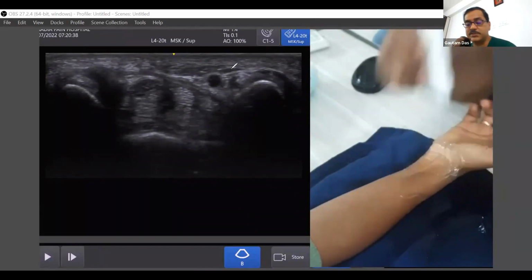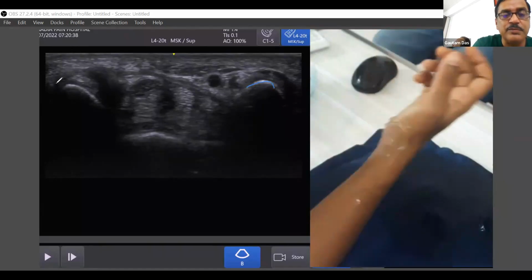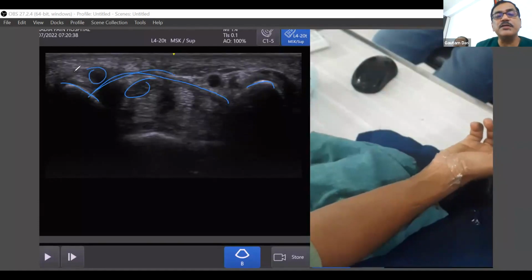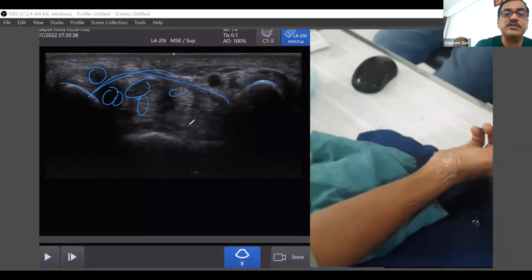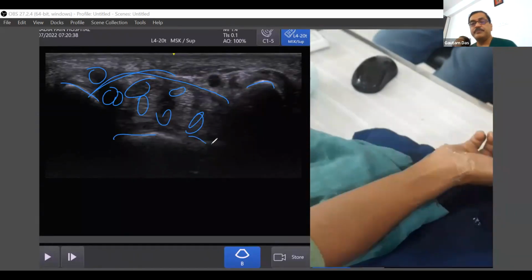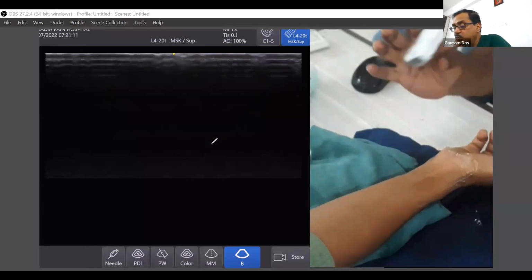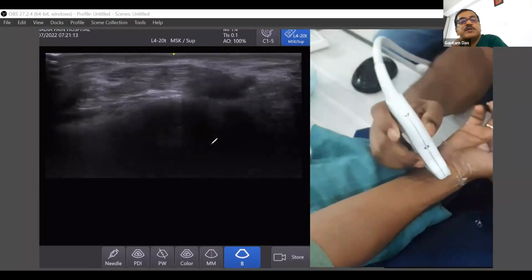I'm just repeating what we have discussed once again. So this is your pisiform, this is your scaphoid tubercle, median nerve, this is your tunnel, this is your flexor carpi radialis, and here it is anisotropy. This is your flexor pollicis longus and the flexor digitorum superficialis tendons, and these are the capitate and hamate. And then I'm going more distally. So this is a proximal carpal tunnel.